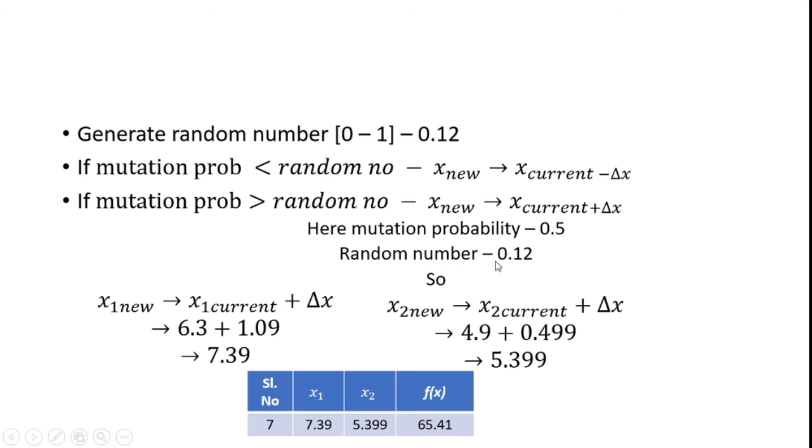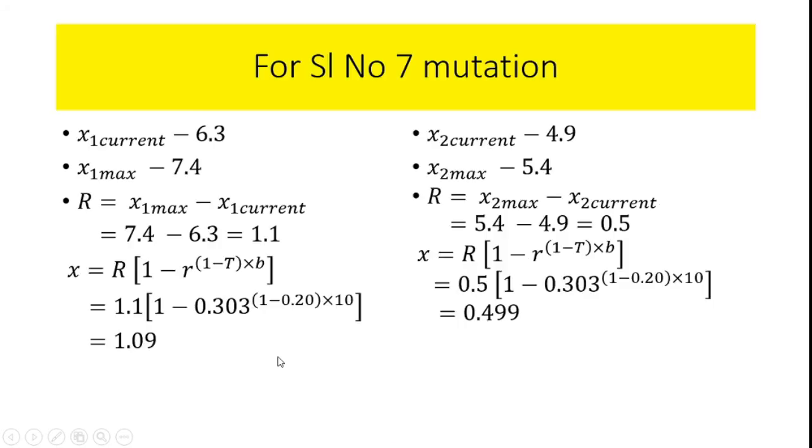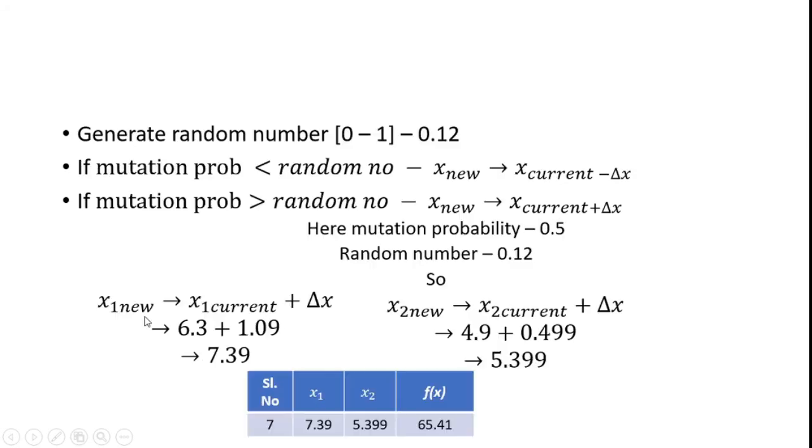Here the mutation probability is 0.5 and the generated random number is 0.12. So I compare those two, and the random number is the minimum, so I choose the second condition. Here x1 new is x1 current plus delta x. So I apply the formula: x1 current is 6.3 plus delta x equal to 1.09. I substitute and get the new point as 7.39. How did I get 1.09? Here you found the delta x, which is 1.09, so I substitute 1.09 for delta x. From this I get 7.39.